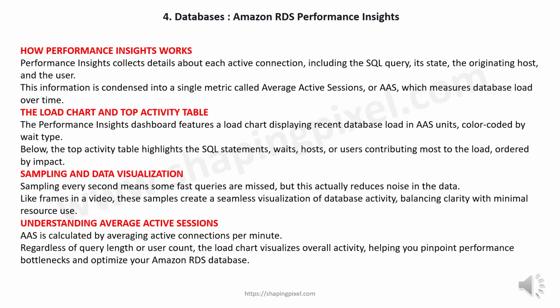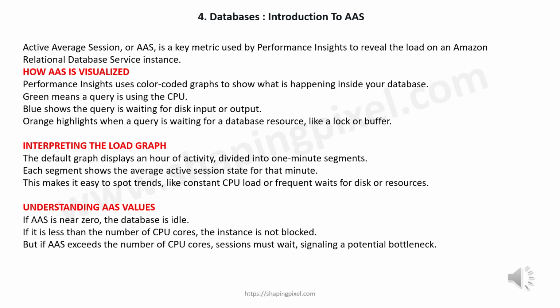Average Active Sessions, or AAS, is a key metric used by Performance Insights to reveal the load on an Amazon Relational Database Service instance. AAS measures session activity, which usually means access to the Central Processing Unit, or CPU. Performance Insights uses color-coded graphs to show what is happening inside your database. Green means a query is using the CPU. Blue shows the query is waiting for disk input or output. Orange highlights when a query is waiting for a database resource, like a lock or buffer.